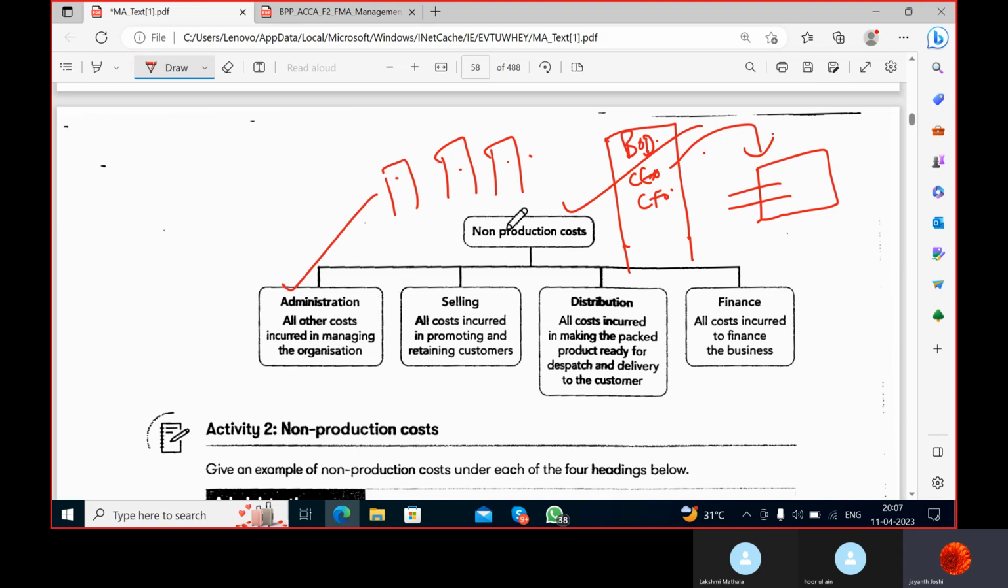Then these are all branches. In these branches also we have some staff who are working or looking after the activities of the company in some specific areas. And then we have sales outlets in different cities who are selling our product. So whatever expenditure we incur in that case are called selling overheads.